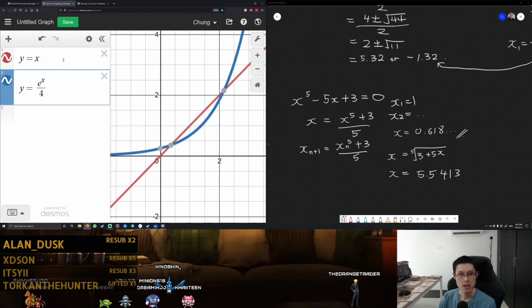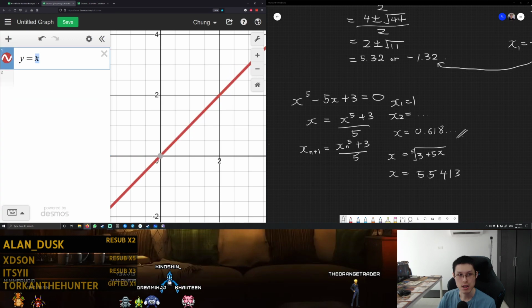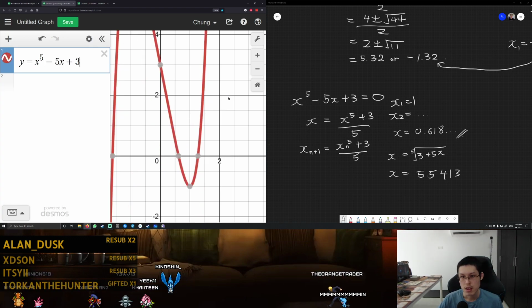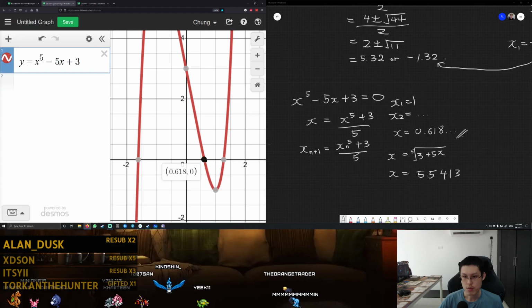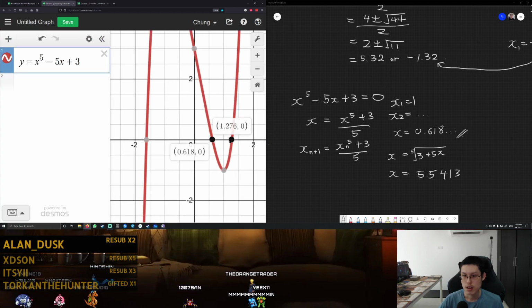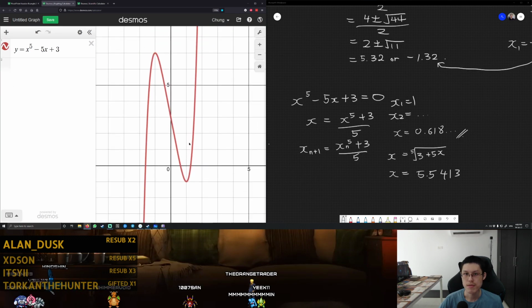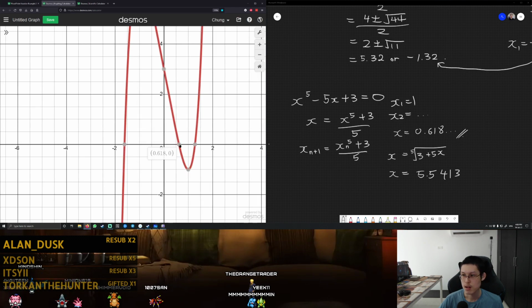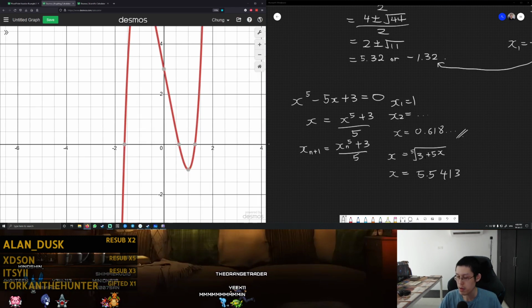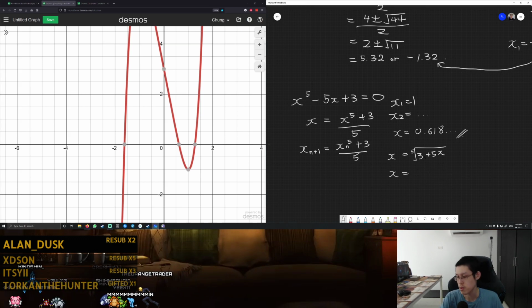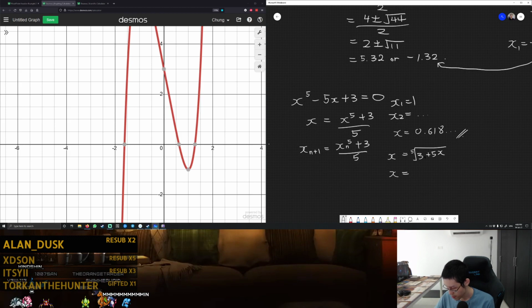So in fact, let's check that and see what it looks like. This one is x^5 minus 5x plus 3. And as you can see, you have 3 roots: 1, 2, 3. Wait, actually, is there more? No, I think that's it. There's only 3 roots here. Oh, wait. I messed up. This one, I didn't put the 5th root. I put square root. Okay, let me just put the 5th root in here.